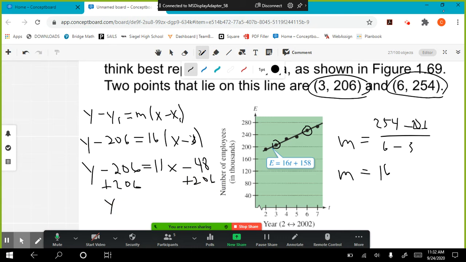And that's where we get y equals 16x, that's a 16, 16x plus, what am I getting here? 206. Make sure I get that. 16 times 3 is 48. Negative 48 plus 206 is 158. Yep, plus 158.